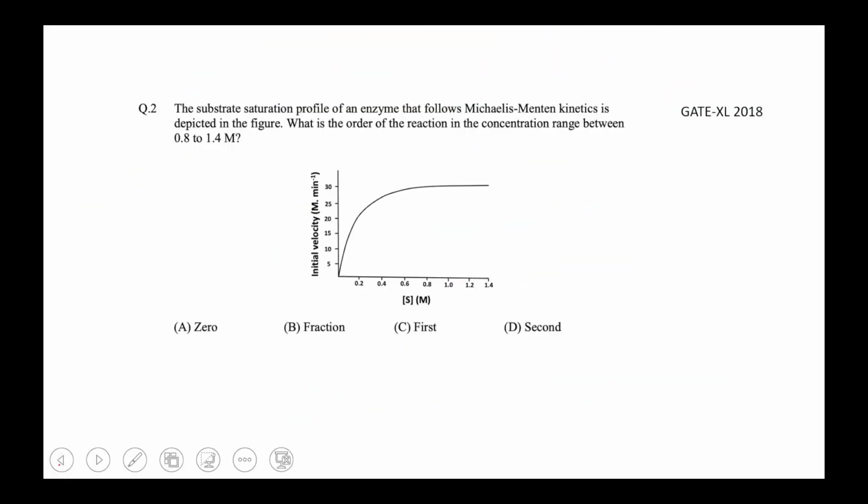Now if we see our question: the substrate saturation profile of an enzyme that follows Michaelis-Menten kinetics is depicted in the figure. What is the order of the reaction in the concentration range between 0.8 to 0.4? That means from here to here, where it has already reached the maximum value, and further increasing the substrate concentration does not increase the velocity of the reaction. The only thing that can affect this reaction is the presence or increase of the enzyme.